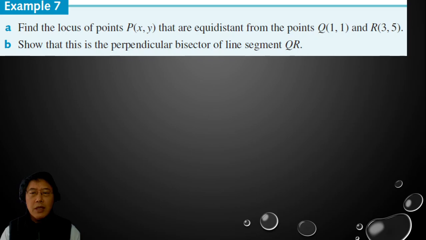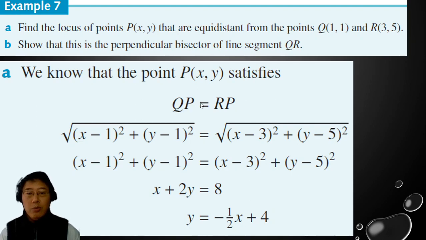Alright, next example, we are looking at a straight line. Find the locus of P that is equidistant to Q and R. So what you do is you express the distance QP and RP using Pythagoras again, or the formula for the distance between 2 points. You have two expressions with a square root. To get rid of the square roots on both sides, you square the whole equation. So each expression will be without a square root.